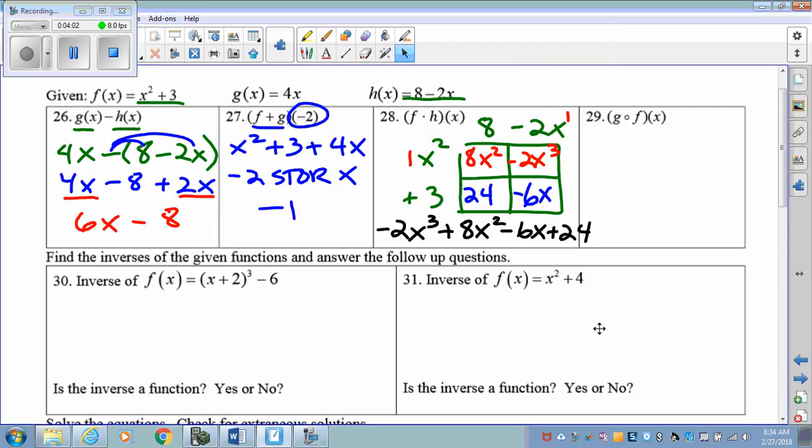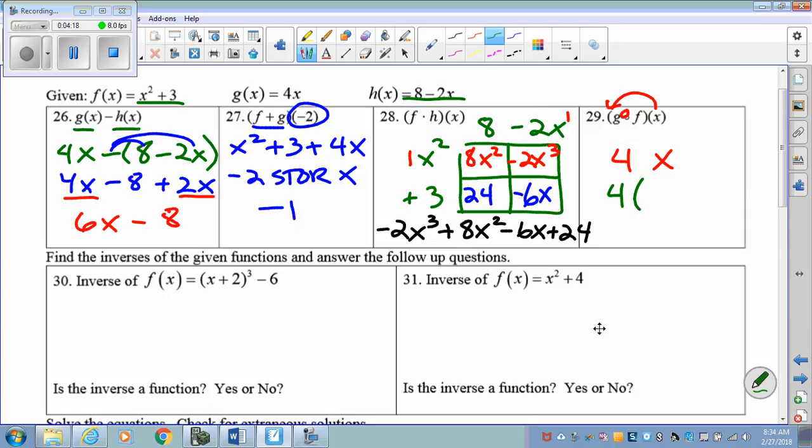And then now I have g of x, right? You have the open circle, so that means f of x is going to go into g of x. So g of x is 4x, all right? And so what that means is instead of x, I'm going to put in f of x, which is x squared plus 3. So we just took this x squared plus 3 and put it in for the x. And then now I'll just distribute the 4, so I get 4x squared plus 12. And that's my final answer.